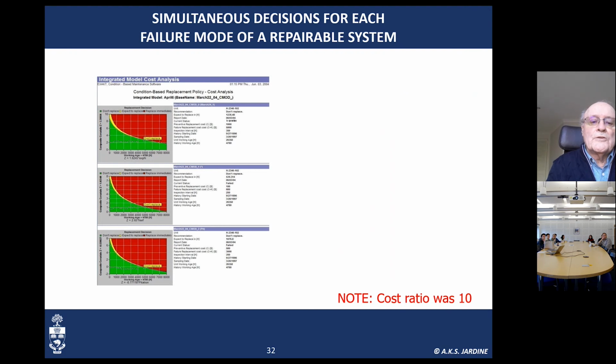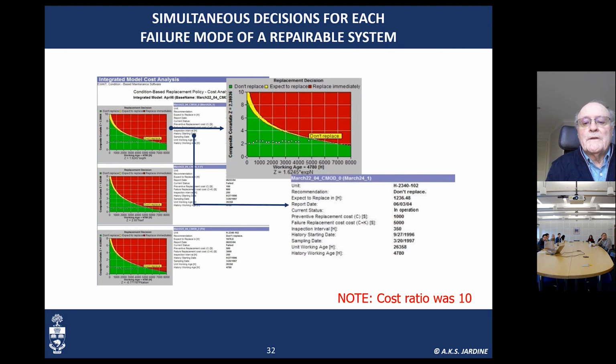And you can see it red, green, yellow charts. And the yellow just simply means the best decision may be between 2 inspections. That's the yellow, the interval between inspections. No need to spend too much time on this, but you can see we can get different red, green, and yellow charts for different failure modes of a repairable system.